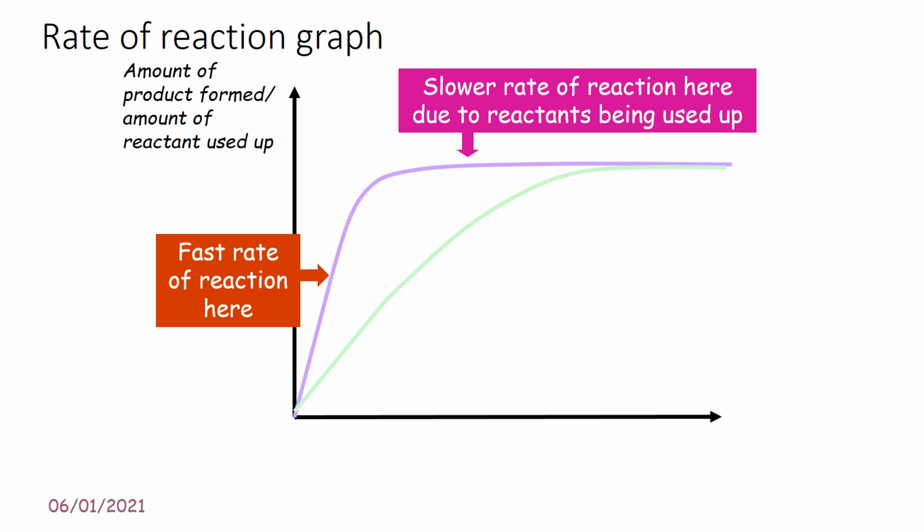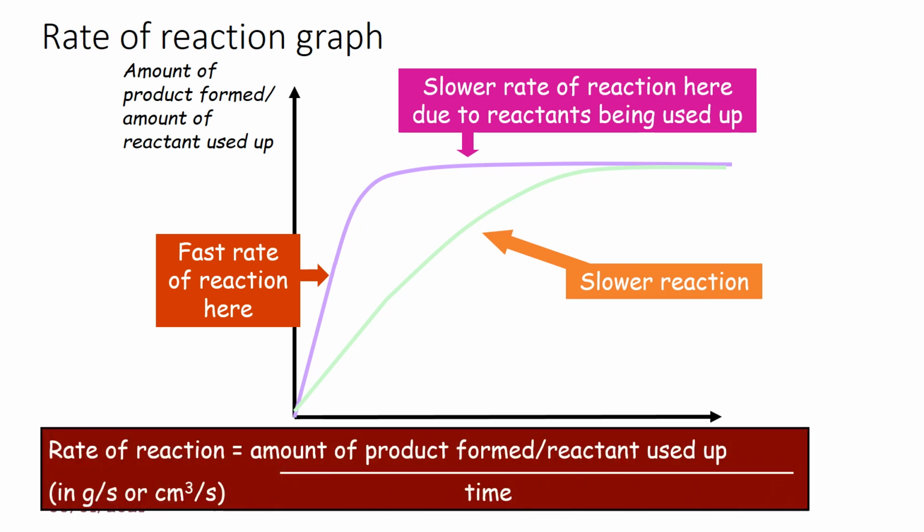So that's what the slower one looks like. It's a slower reaction because it's not as steep. And then your steeper rate of reaction should have been on the left side. So going there, almost vertical, a really steep line would be a very fast rate of reaction. Okay, note we don't have any units on here yet because we're just looking at the general pattern of the graph so far. So to work out the rate of reaction again, remember, it's our formula: amount of product formed or amount of reactant used up divided by time.